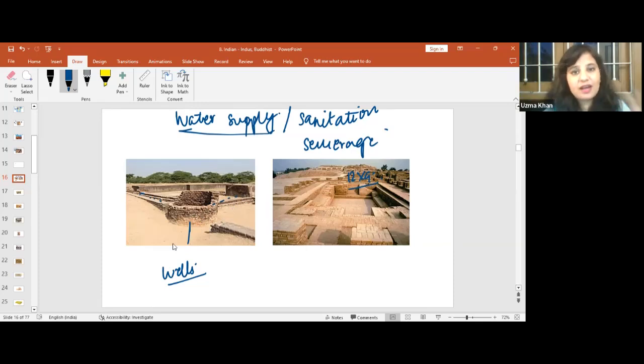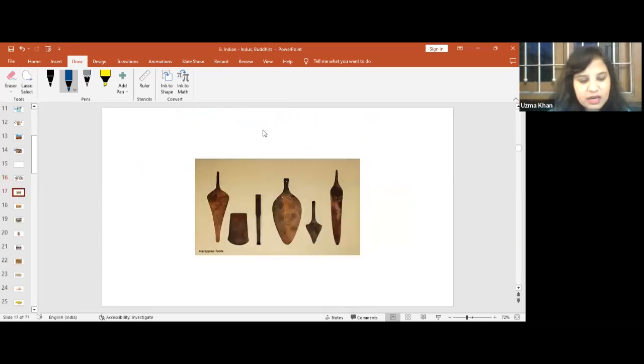Like the Romans had aqueducts for water supply, here you have wells and small supply systems, which show that the connection network system in the entire city is very strong. That is how we are proceeding with that.